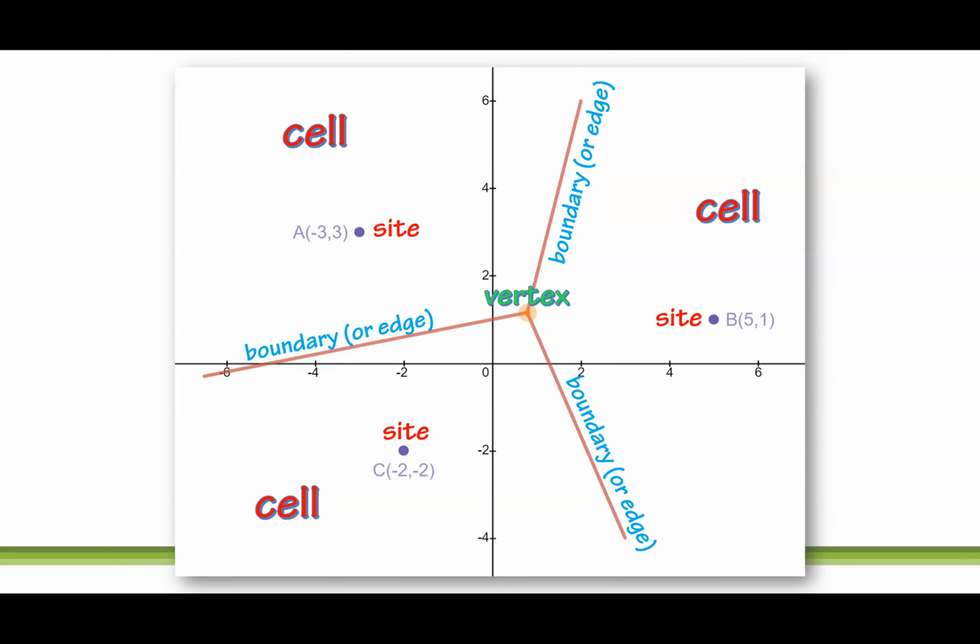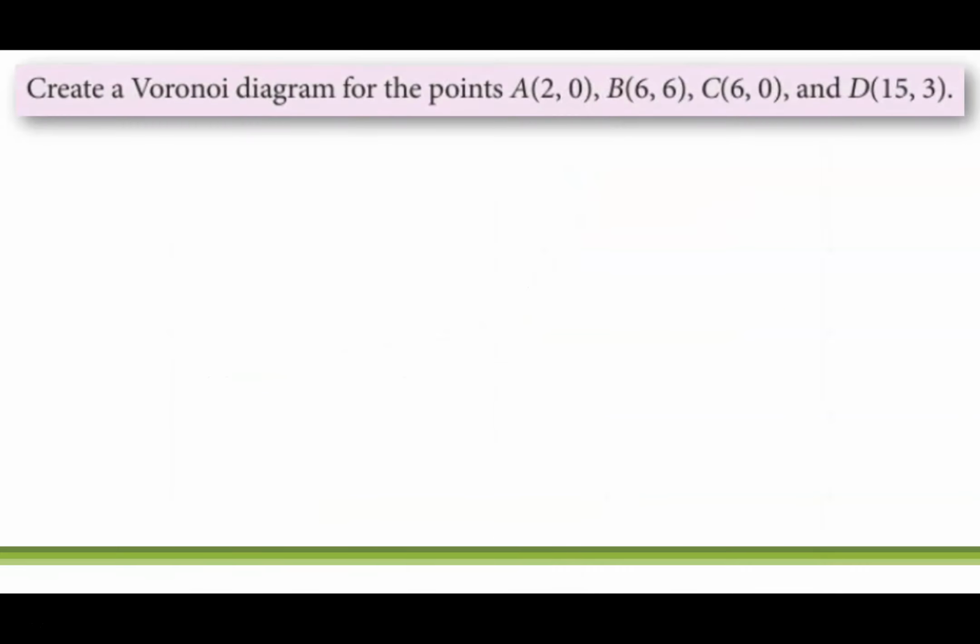Where those perpendicular bisectors meet is referred to as a vertex. And those regions that the boundaries sort of delineate or carve out are called cells. Okay, let's take a look at now. Two big applications today. Before we get going, I'm going to start with one more diagram.